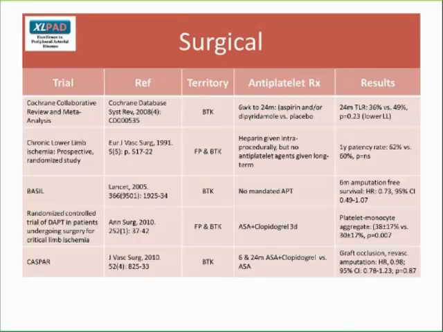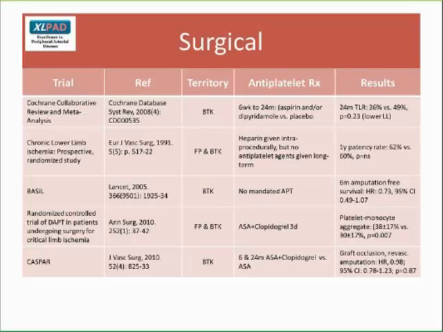And this is a composite table which lists 4 or 5 major studies of below-the-knee and femoropopliteal surgical revascularization. And I think there is more randomized level 1A evidence for patients using dual antiplatelet therapy after surgical interventions. As you can see, the most important of these studies are 2. Number 1, BASIL, which was a critical limb ischemia patient study, which did not require any dual antiplatelet therapy, however, did not show any benefit.